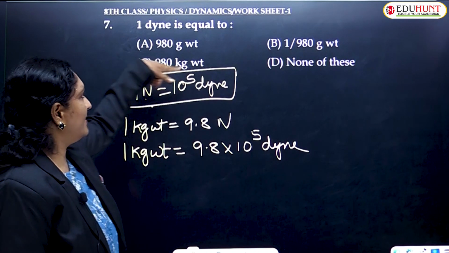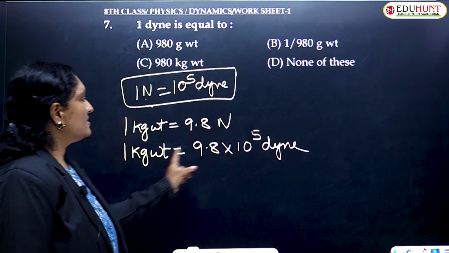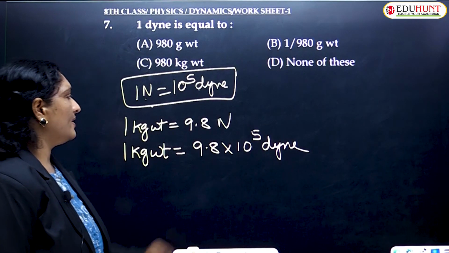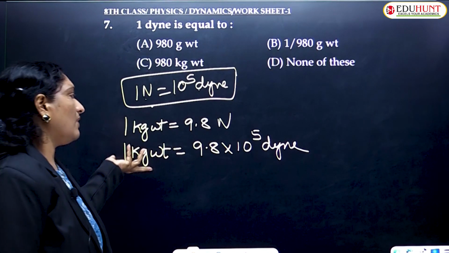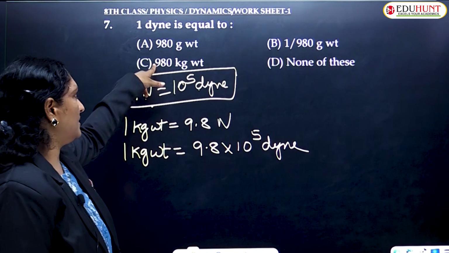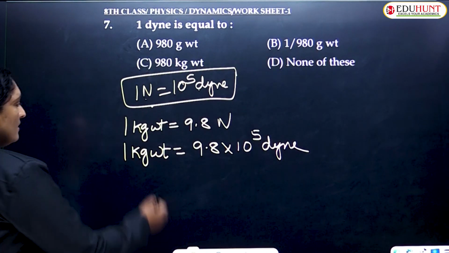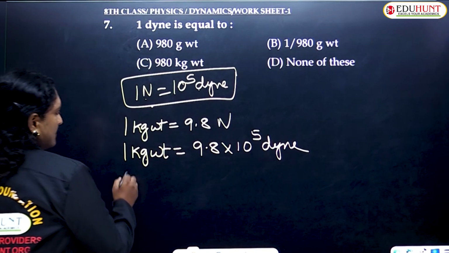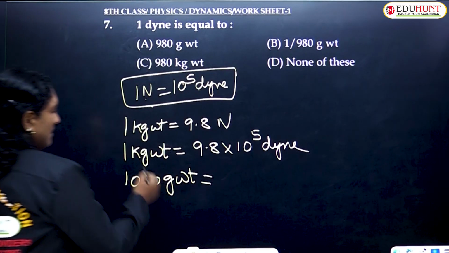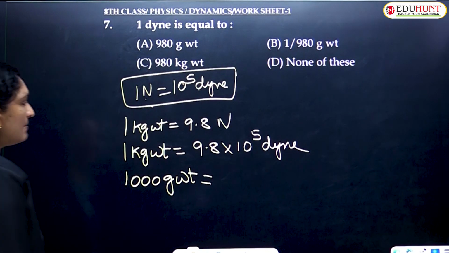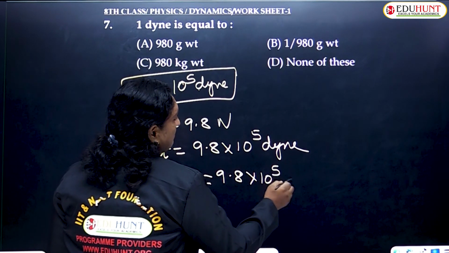But here either kg weight is there and gram weight is also there. So children, if 1 kg weight is 9.8 into 10 power 5 dynes, then 1 dyne in kg weight must be 1 by 9.8 into 10 power 5. But here it's not. So gram weight is also there. Let us look for that. So kg weight can also be written as 1000 gram weight. I told you children, 1 kg is written as 1000 grams. So 1000 gram weight is equal to 9.8 into 10 power 5 dyne.